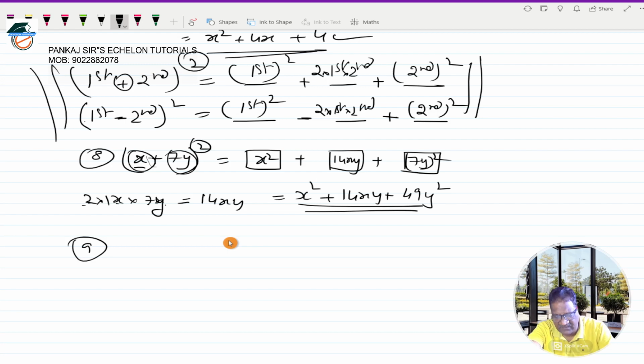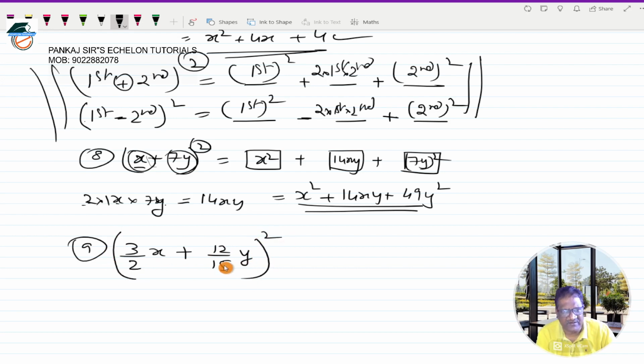Now these are nothing but binomial expansions. I hope you are getting the concept, you are getting it clear. Now this is a bit tricky. This is 3 upon 2 x plus 12 upon 15 y the whole square. This is a binomial expression. This is the first term, 3 by 2x, and this is the second term, 12 by 15y. This is the first term, this is the second term, and then the whole square.